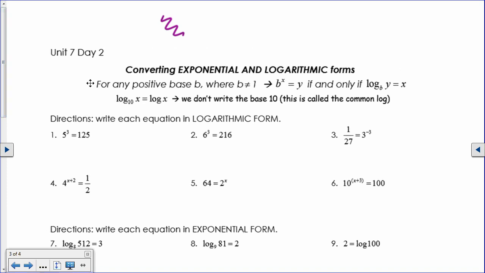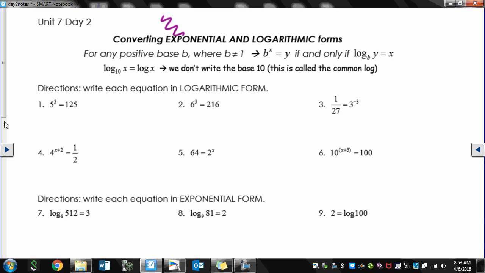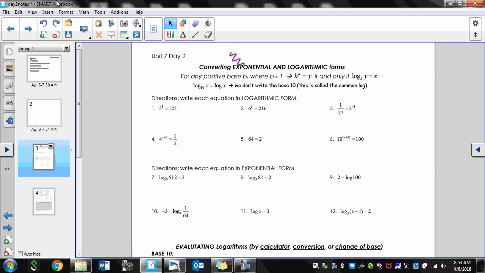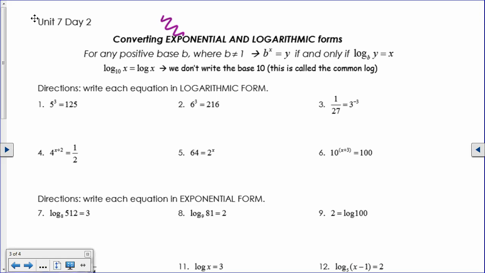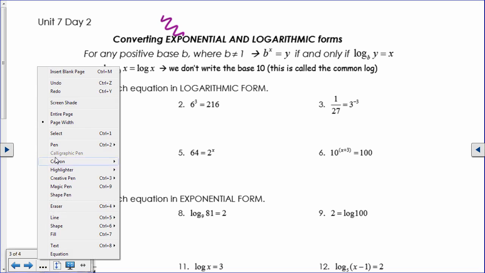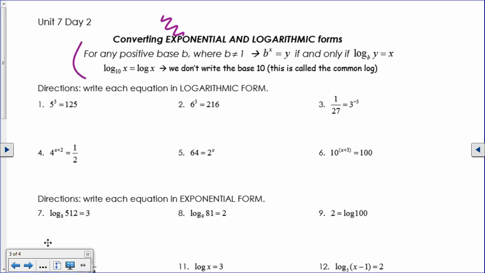So here's your rule that you guys do need to know. Go ahead and highlight the statement at the top here. For any positive base b, where b is not equal to 1, so your base is going to be 2 or higher. If you have an exponential, the base raised to the x power equals y, you can convert it to this. This is the log form.